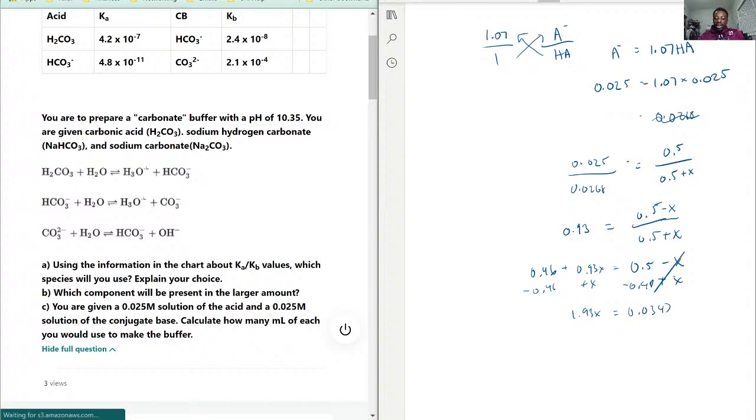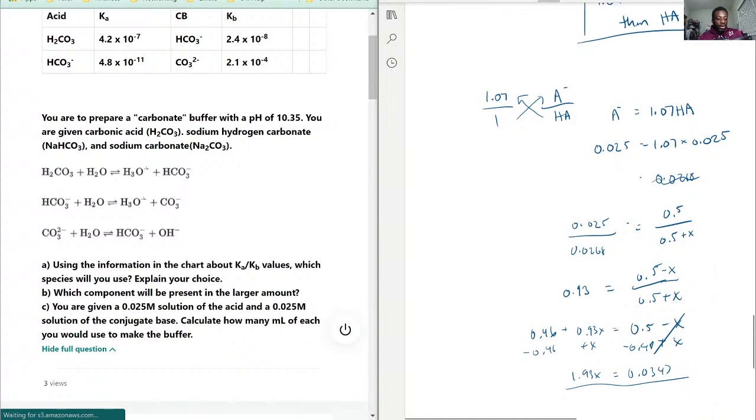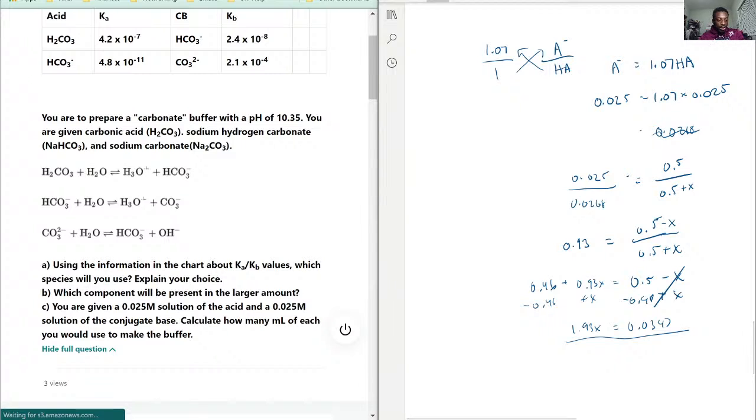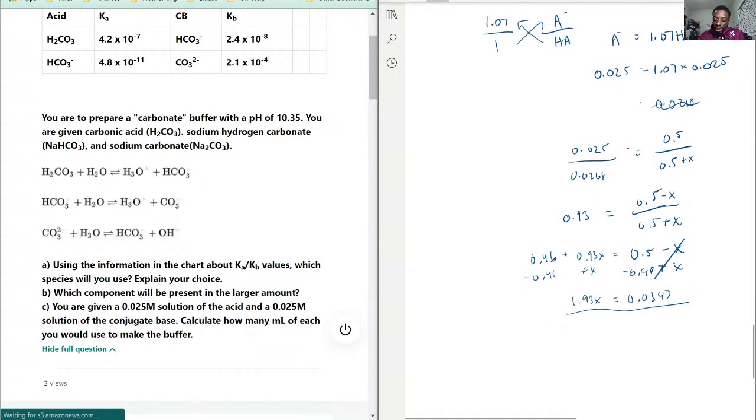and 0.93 plus x is 1.93x is equal to 0.0347, and so if we divide this by 1.93, so let me just make sure, 0.46, 0.93x, so divided by 1.93, we get x is equal to 0.017, or 18 specifically. That is going to be the difference in change.